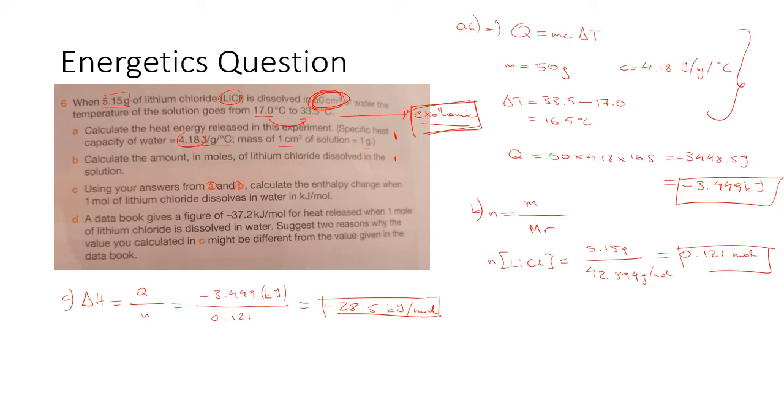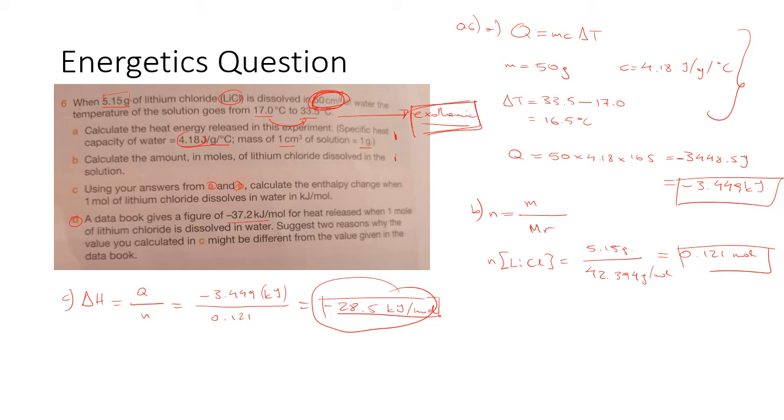Now let's move on to D. D tells us the data book gives a figure of negative 37.2 kilojoules per mole for the heat release when 1 mole of lithium chloride is dissolved in water. So give two reasons why the value calculated in C might be different from the value given in the data book. Now, what happens here is that basically you're being told that this value you calculated in part C is too small, and the actual figure is negative 37.2.